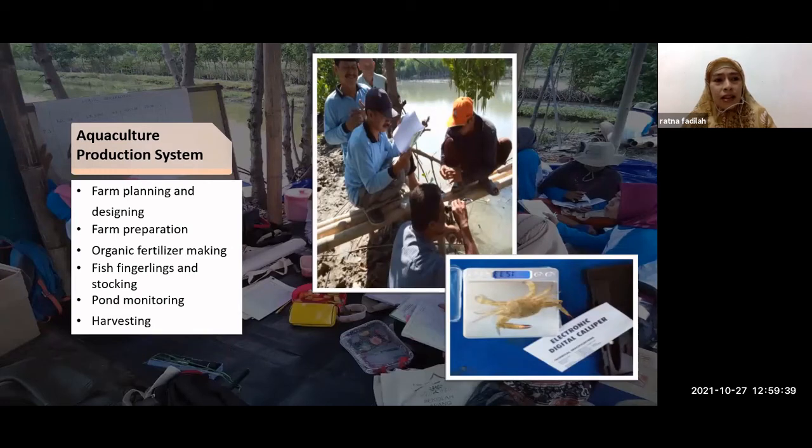So in the implementation of coastal field school, there are several things that must be considered. The first, we have a curriculum and we have a comparative participatory experiment. So we compare the traditional cultivation method of the farmer with the technology we want to introduce. So the CFS is similar to student research on campus.